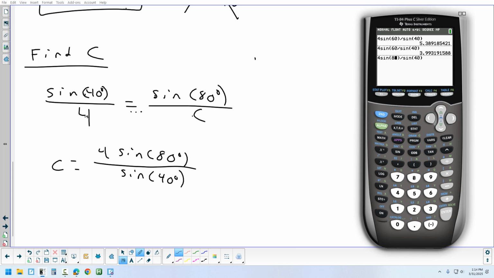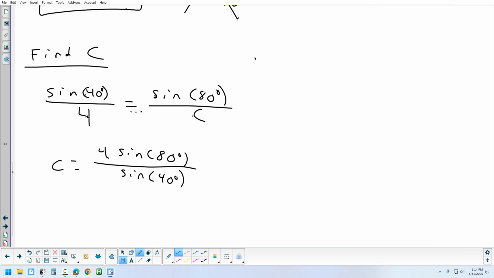If you want to retype the whole thing, you can do it that way too. That's an 80, so make sure you get rid of the 0. What do I have to get rid of? 4 sine 80 divided by sine 40. That's what we want to type in. Any question on it? All right, and hit enter. And you get 6.128. Let's write that down.